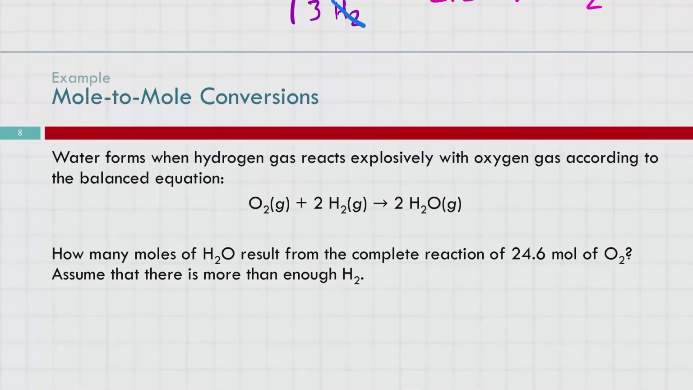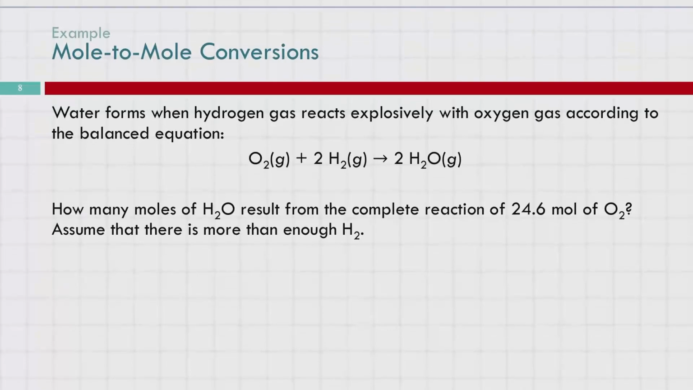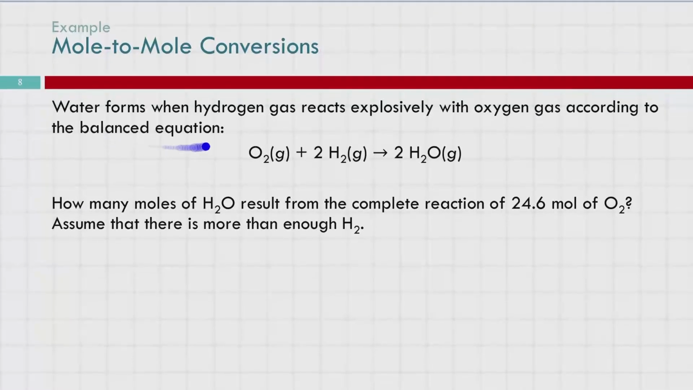Water forms when hydrogen gas reacts explosively with oxygen gas according to the balanced equation. Helpful keyword here, balanced equation. That means this is already balanced, or at least we've been told that it's balanced, and if it's not, that's the fault of whoever made it. We could also tell that it's balanced. We could assume that it's balanced because there's coefficients. That won't always be the case, but most of the time, people aren't going to be mean and give you wrong coefficients.